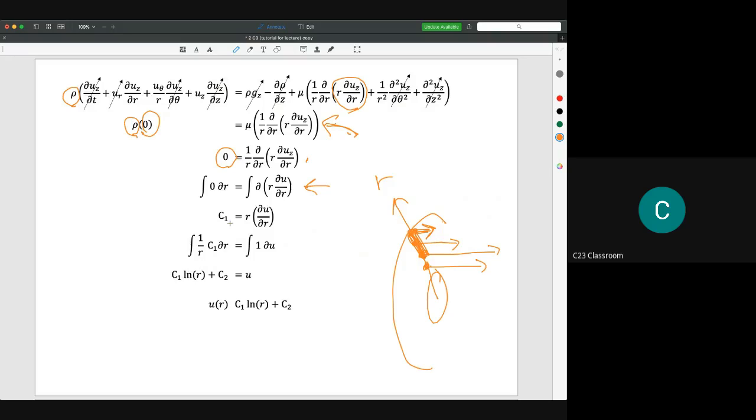So we get one constant. Then we integrate for the second time, so we will have this term. We have C1 ln r plus C2 equal to u, and then we could write it as this. So we have u as a function of r, which means we need to determine the value of u in terms of changes of radius.